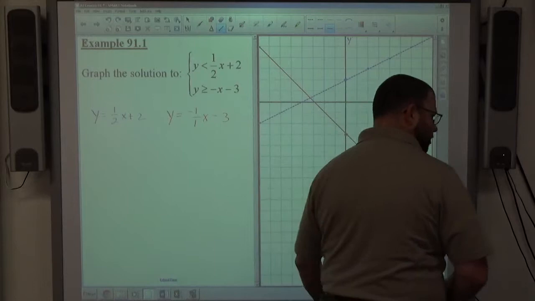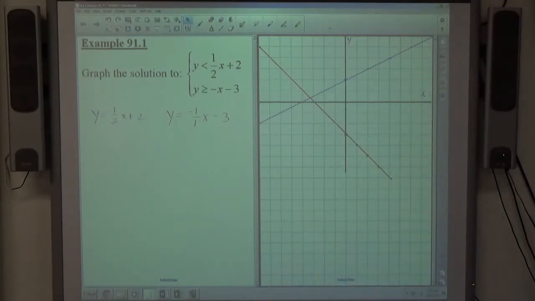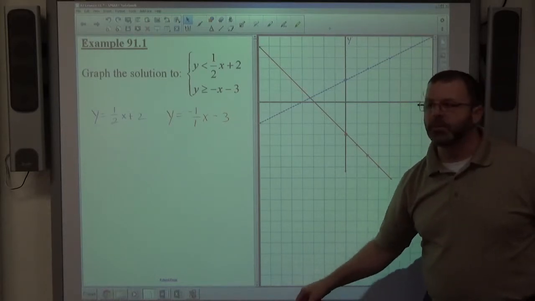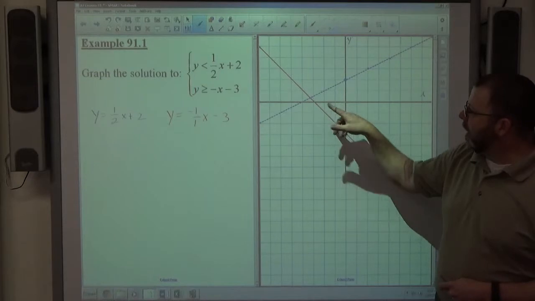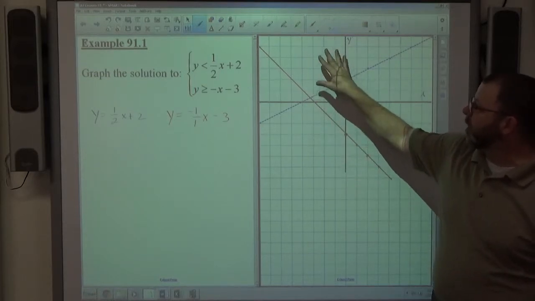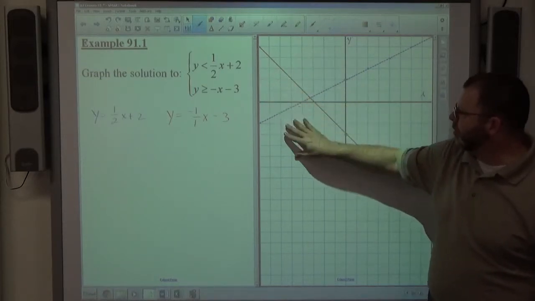So there's my 2 lines. Okay. Now my job is to shade where the truth is. And my job now is to find the truth. And to find the truth, we're going to pick a test point. So what we've done by graphing these two lines, they've intersected right here. They've created four regions. This top region, left, bottom, and right.